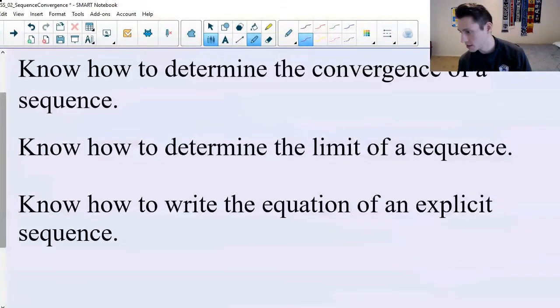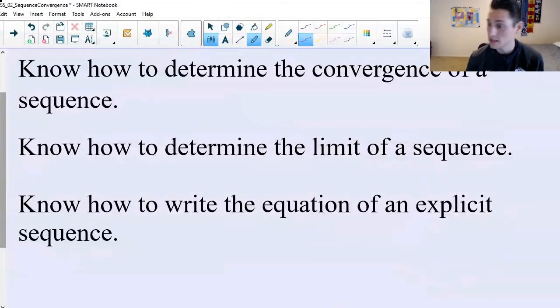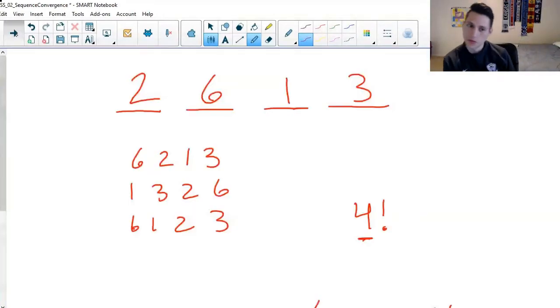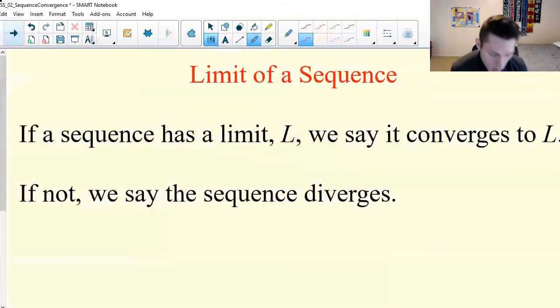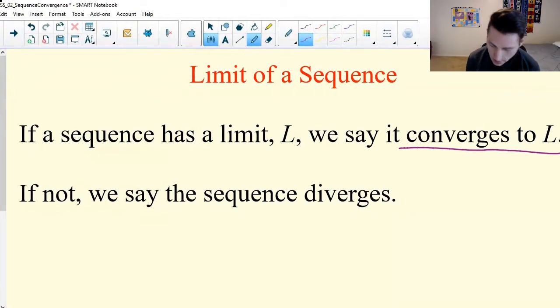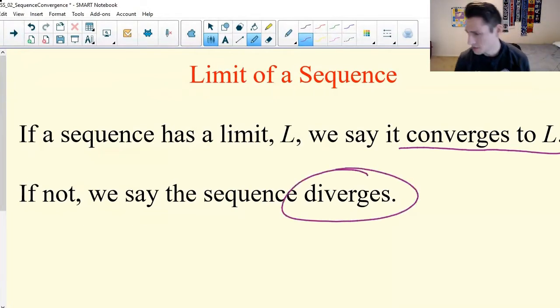We're going to know how to write out an equation of a sequence. If we see a sequence, we're trying to figure out what equation makes this sequence. So a couple quick things before we dive into problems. The limit: a similar definition to limits we know before. If a sequence has a limit L, then we say that it converges to L. And if a sequence does not converge, there are only two options: either it converges, or if it doesn't, then we say it diverges.